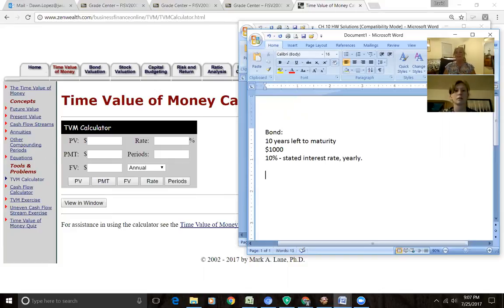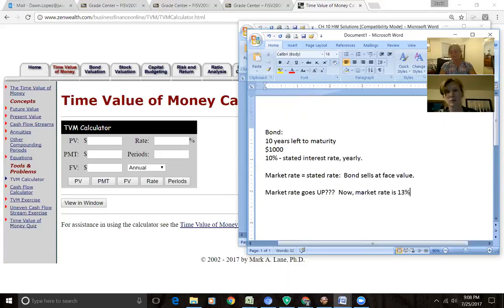Now, when a bond sells, if the market interest rate and the stated interest rate are exactly the same, when the market rate is equal to the stated rate, then the bond sells at face value. But what happens with interest rates over the course of 10 years? They go up, they go down, they go sideways, right? So what happens if all of a sudden the market rate goes up? Now instead of being 10%, the market rate is, let's say, 13%.